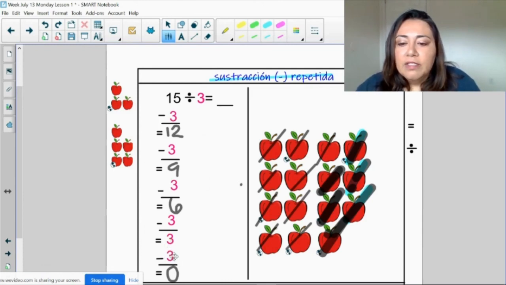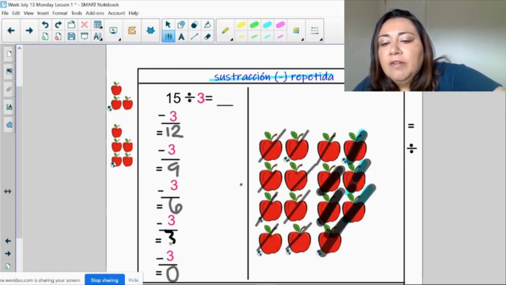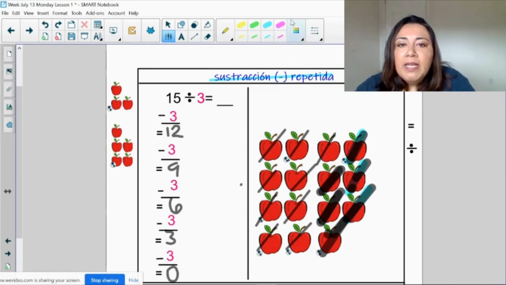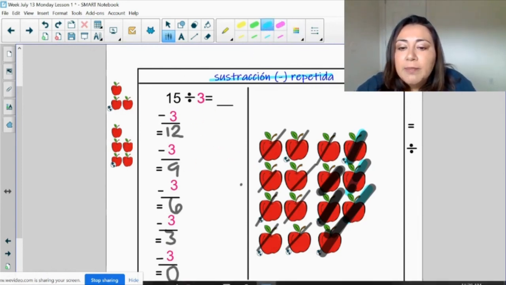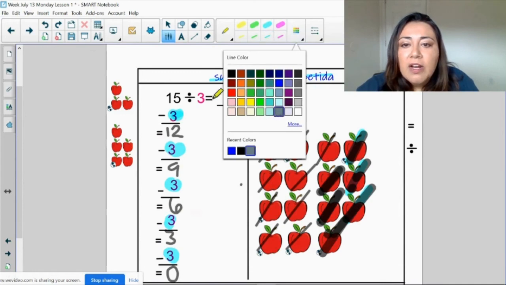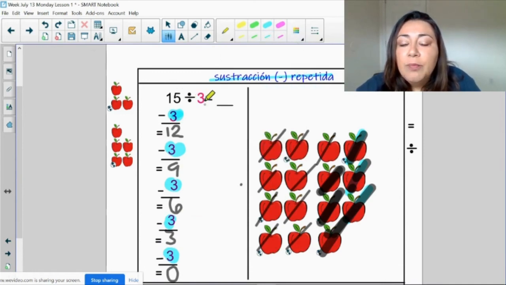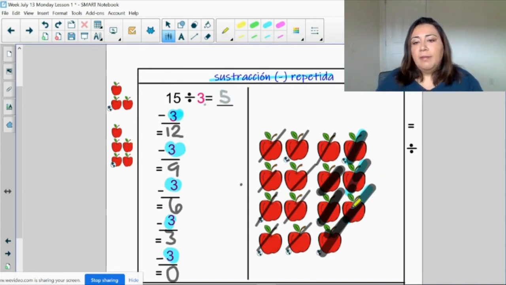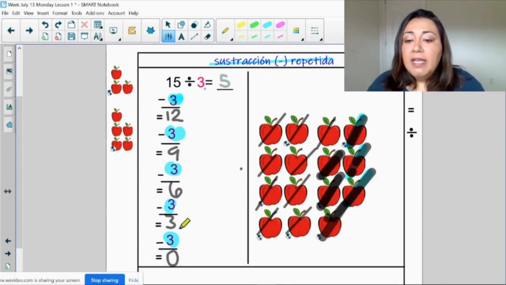Bueno, y aquí me faltó poner aquí el 3, pero muy bien. Este fue un error, para no confundirnos. Muy bien. Entonces, podemos ver aquí cuántas veces restamos 3 para llegar. ¿Cuántos grupos de 3 tuvimos? 1, 2, 3, 4, 5 grupos de 3, 5. Entonces, nuestro resultado, 15 dividido por 3, son 5. Exactamente. ¿Vieron cómo pude restar? Y después conté cuántos grupos de 3 resté.